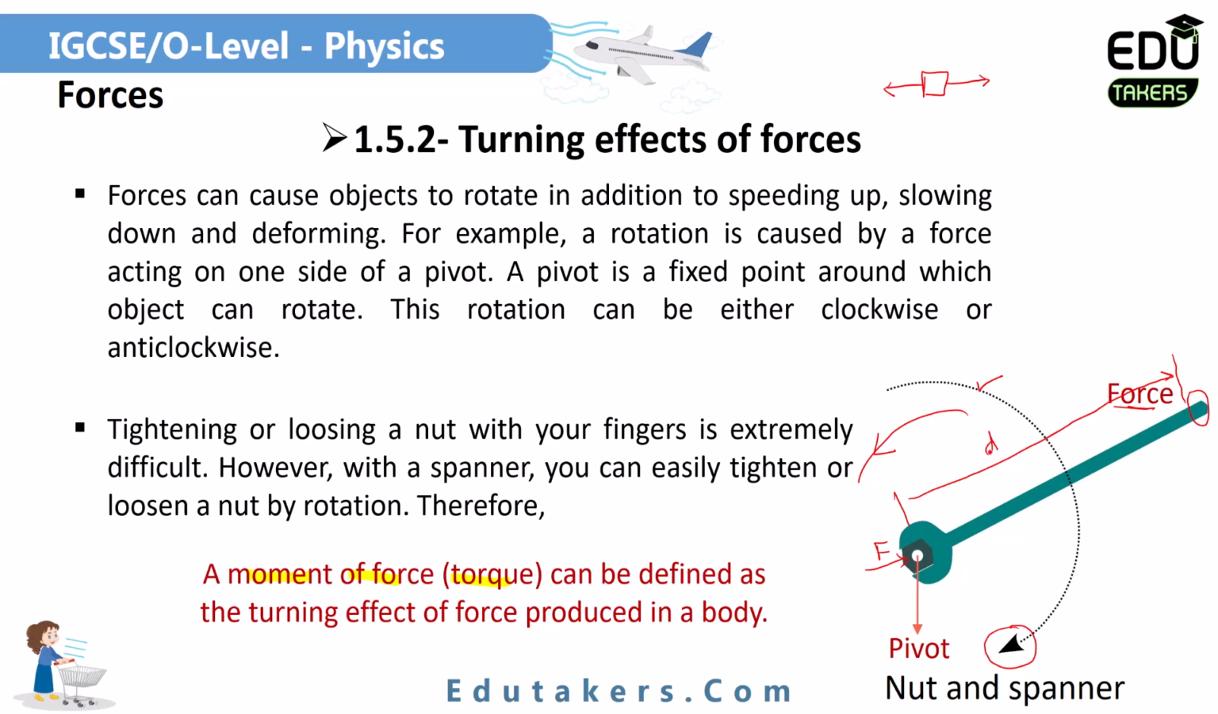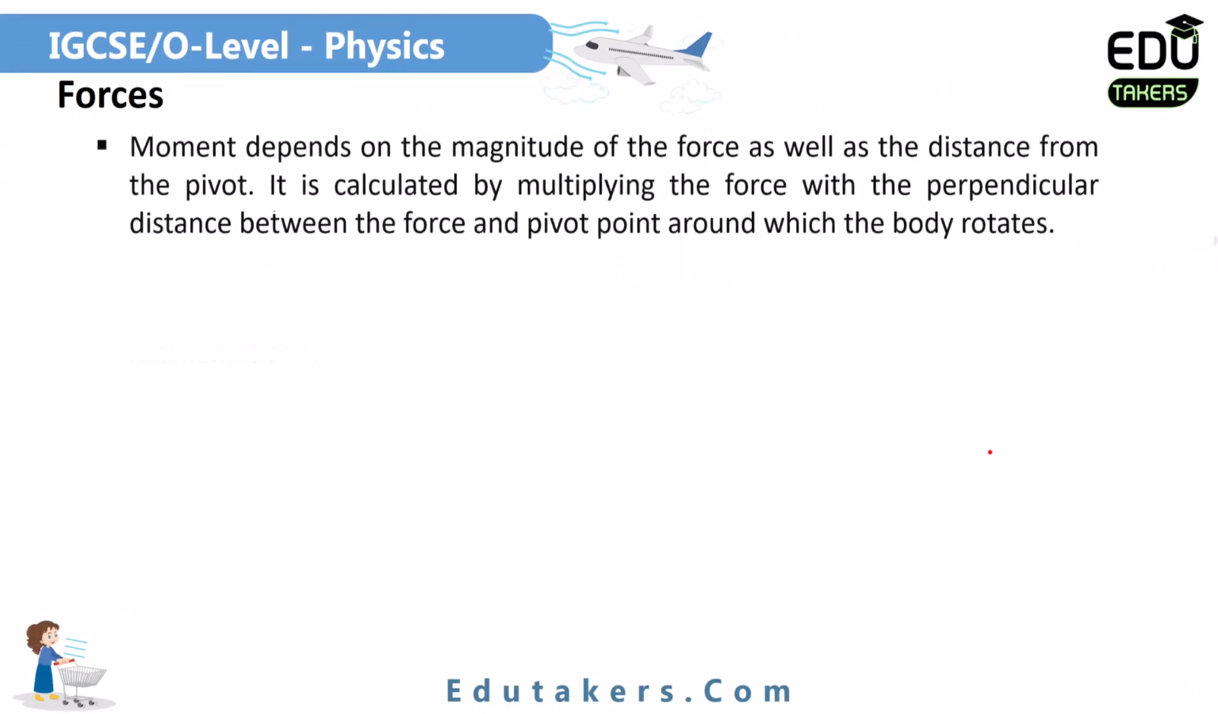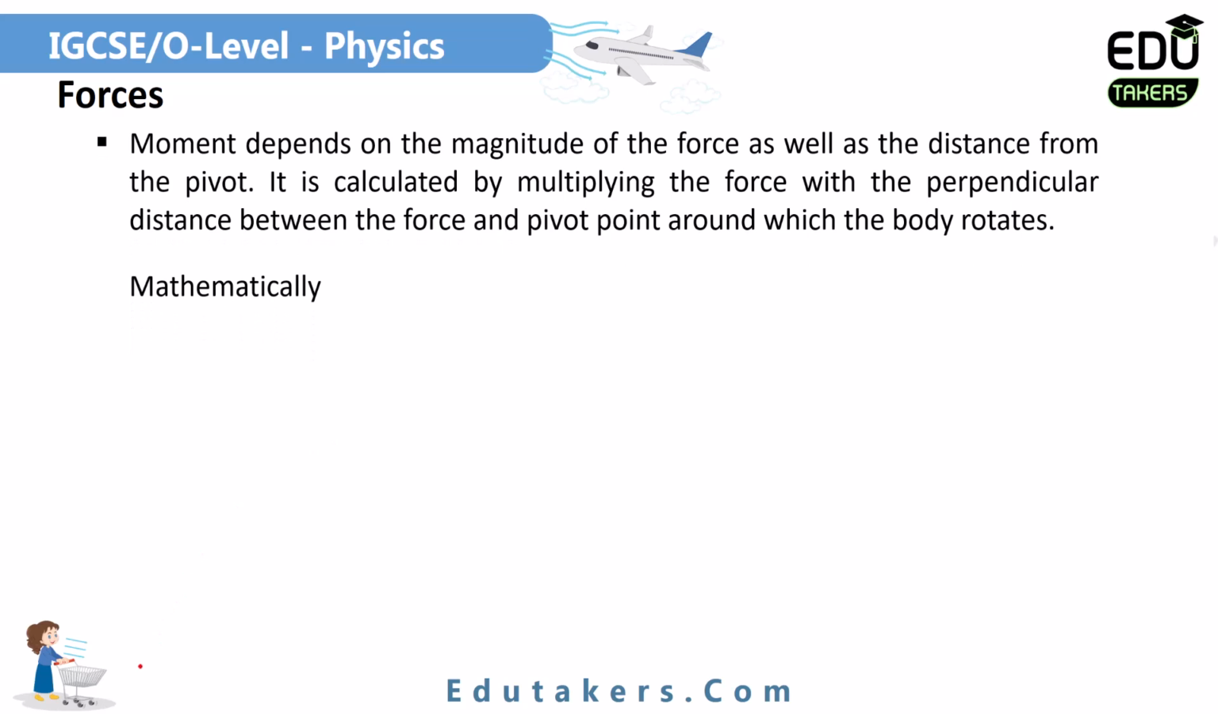The product of this distance and the magnitude of the applied force is basically called the moment of the force. I can simply say that the moment of the force or the torque depends upon two quantities. One is the perpendicular distance from the point of action of the force to the point around which this body rotates, and the other is the applied force. You can see here the same thing.